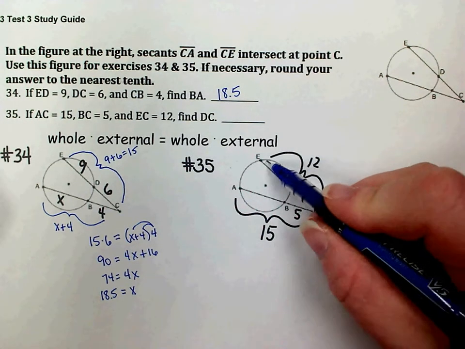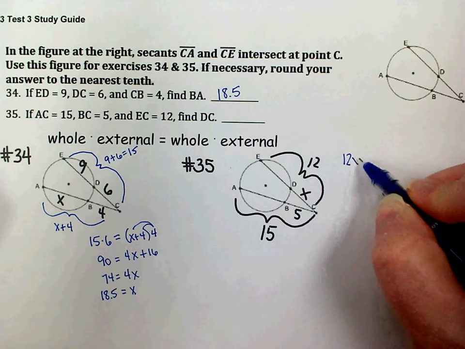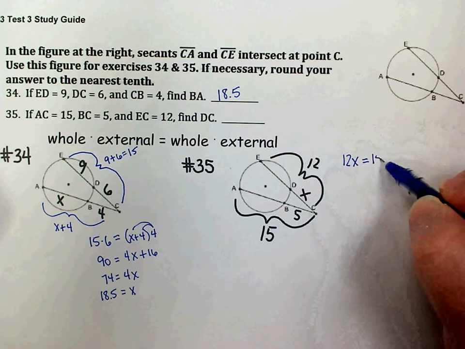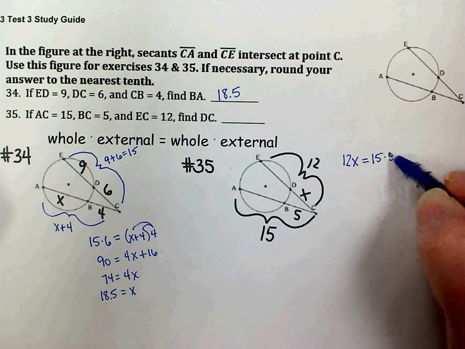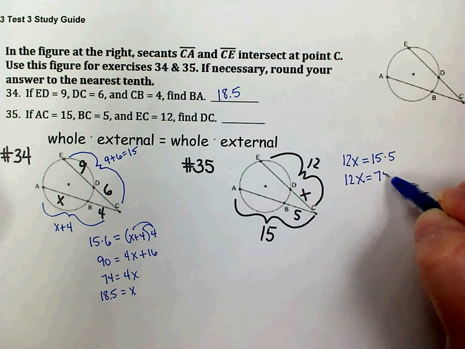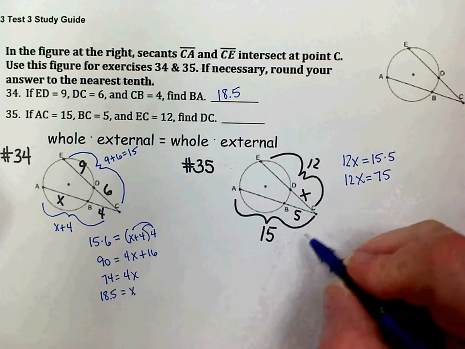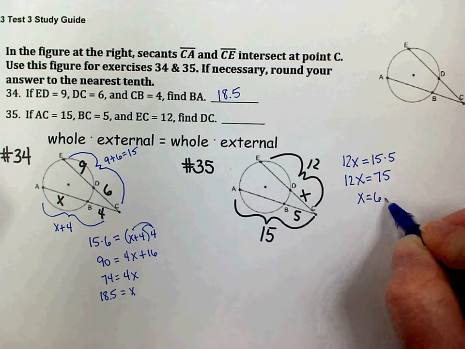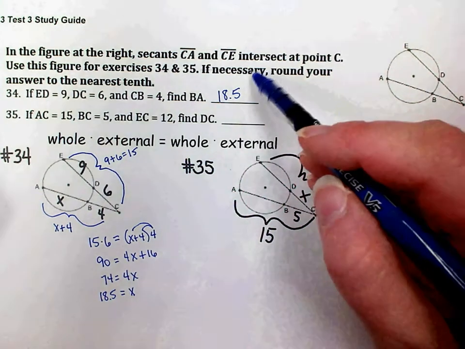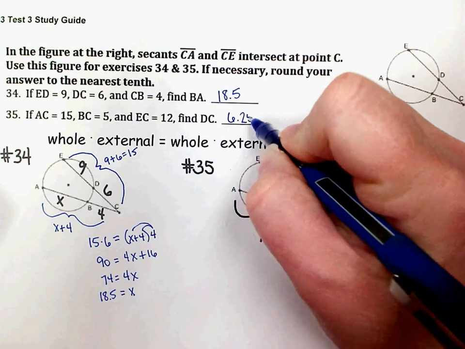So the whole length of this secant is 12 times the external part, which is x, equals the whole length, which is 15, times the external part, which is 5. So you get 12x equals 75, and when you divide both sides by 12, you get x equals 6.25. We don't need to round 6.25 because it's not necessary. It's a terminating decimal. So your answer is just 6.25.